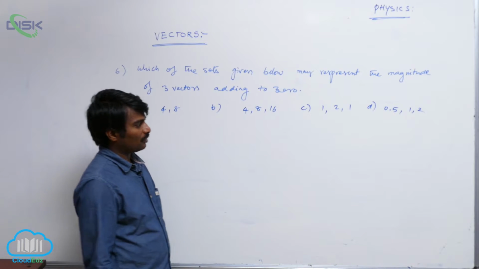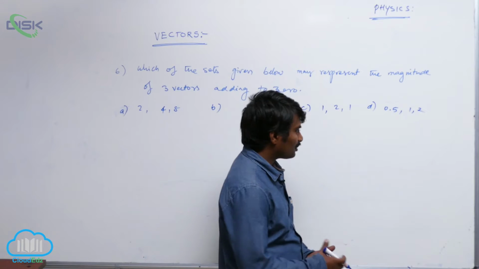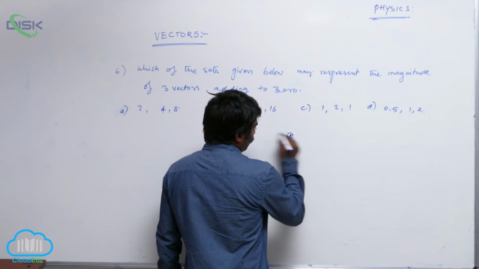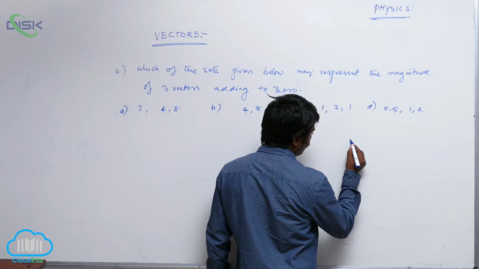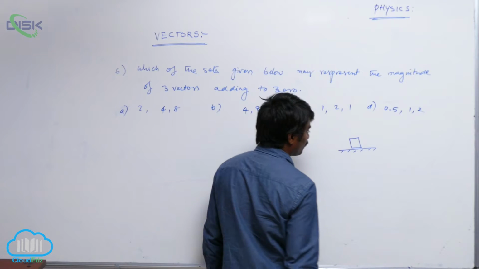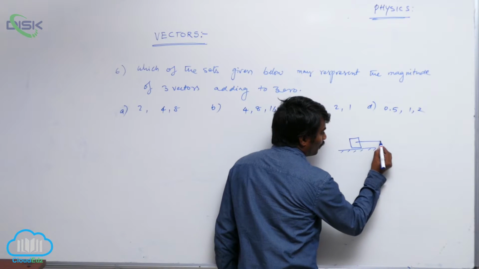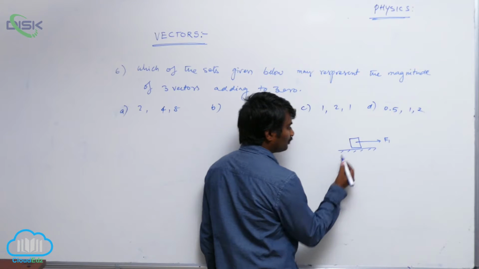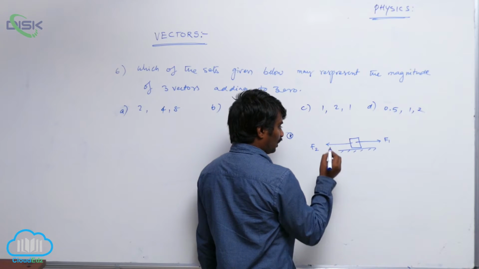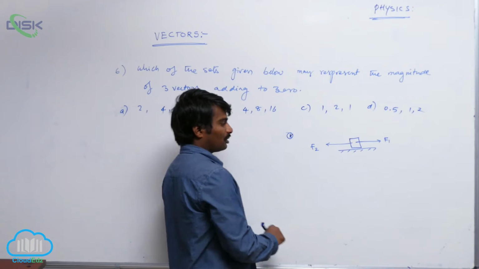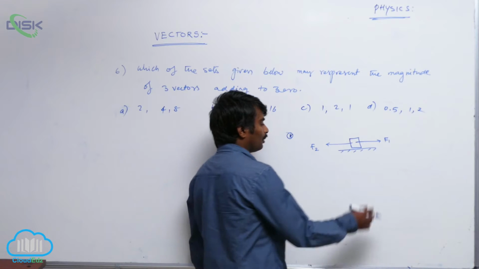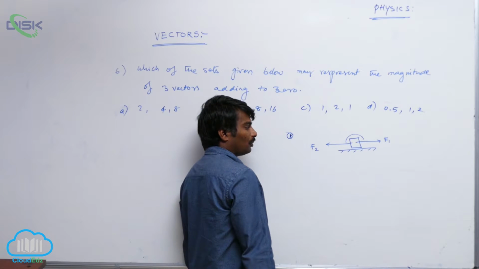Now before explaining this problem, I will explain one concept. From that you will get an idea of this problem. Let us take one example. Here is an object at rest on a smooth surface. Now you are pulling with a force F1, I am pulling with a force F2. Now to get the resultant value equal to 0 of two forces, what should happen? The angle between these two vectors is equal to 180 degrees.